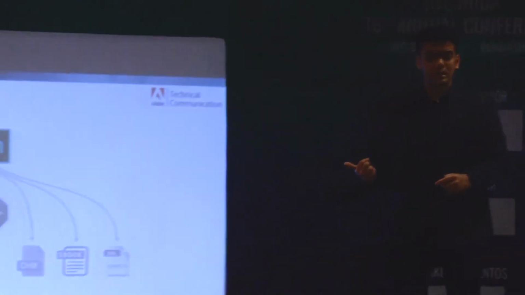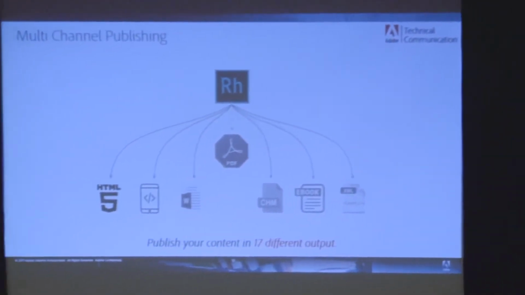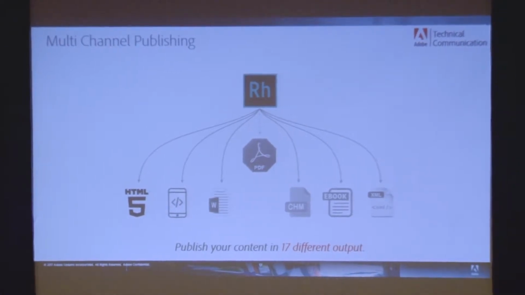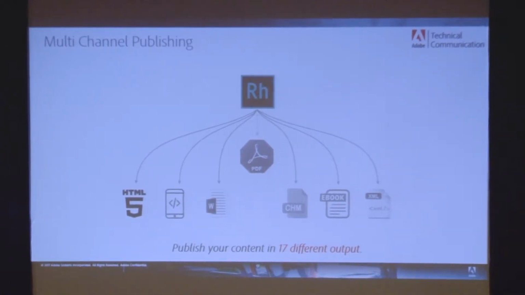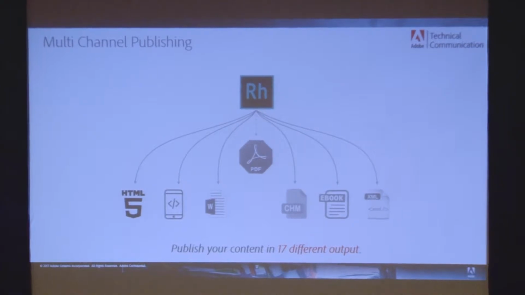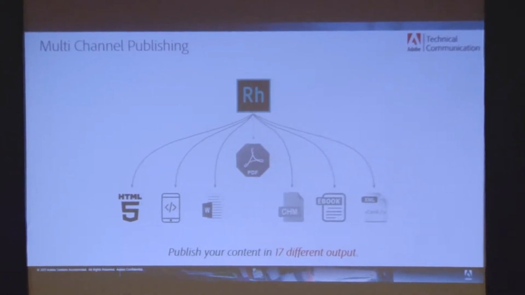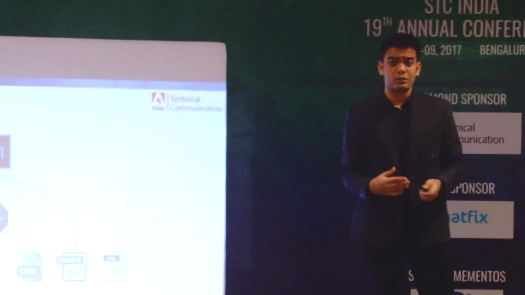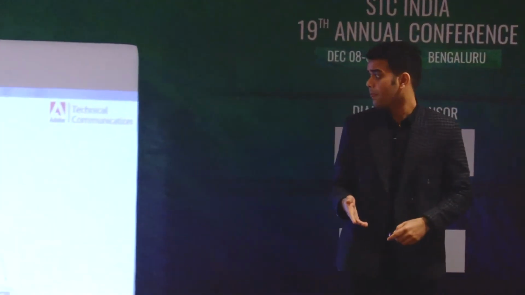Then you have the multi-publishing option. So all in all, there are like 17 different outputs you can generate that have the scope for HTML5, mobile apps, printed documentation, anything that you would want to generate. So it pretty much covers all the sets of devices that we have across the globe. Kindle, ebooks, EPUBs, and so on. You can generate all of it using Adobe RoboHelp, and you need not rely on any other solution.